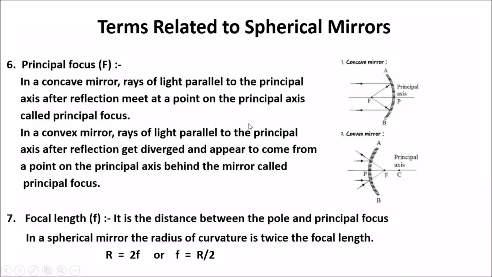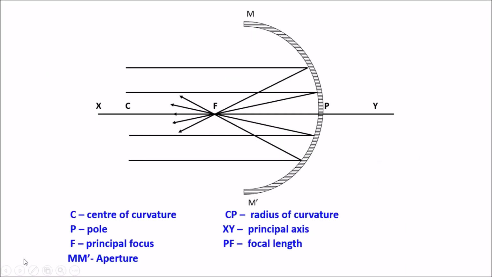And there is a relation, if you would have just recollected, that the radius of curvature is the radius of a sphere from which the mirror is made. So there's a relation between radius of curvature and focal length, and the relation goes like this: the radius of curvature is twice the focal length, or we can say focal length is half of the radius of curvature. So if you know the radius of curvature, you can find the focal length, or if you know the focal length, you can find the radius of curvature. These are some of the terms which you can observe. This is the mirror, pole, focus, center of curvature, principal axis, you can see, and this is the aperture.